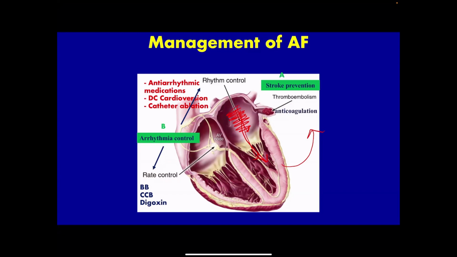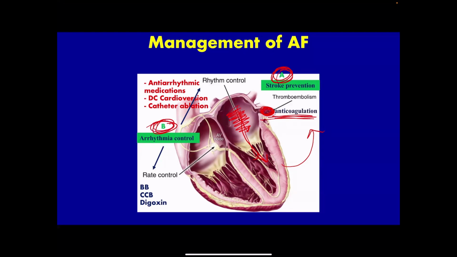Okay, so when you manage atrial fibrillation, there are two aspects of management. You need to manage the stroke prevention and you need to manage the arrhythmia. For strokes, you just give anticoagulants. As you see here, there's a clot that formed because the blood is not moving, it's just vibrating in its place, it's not flowing. So you give anticoagulation to prevent the strokes.